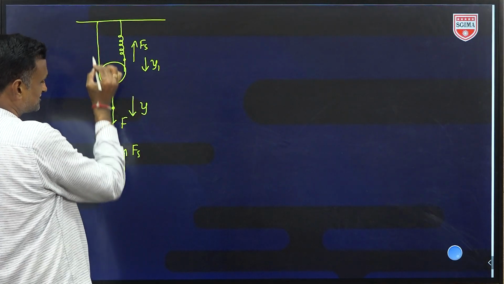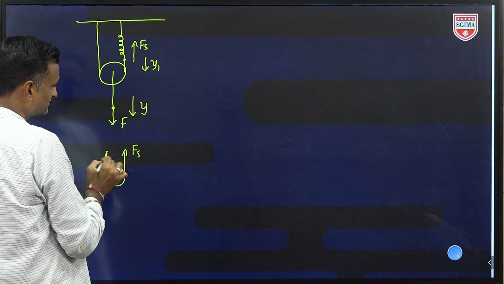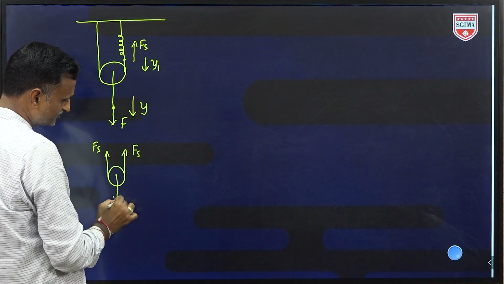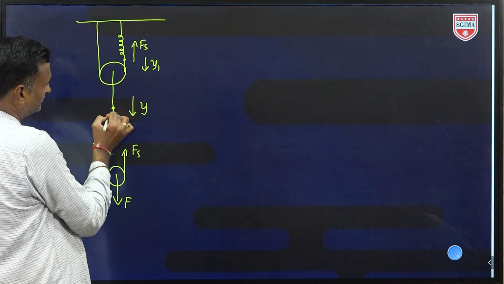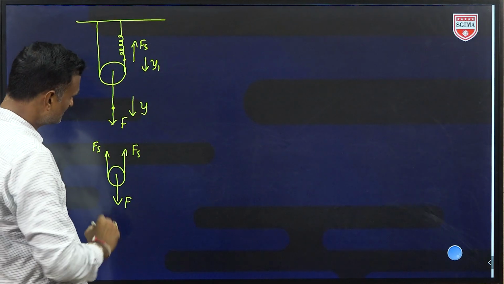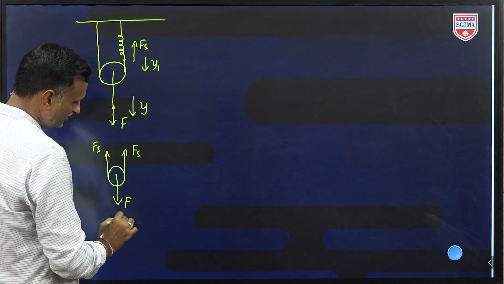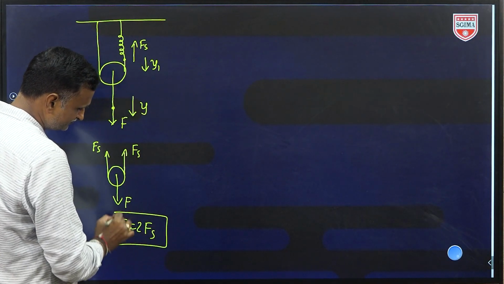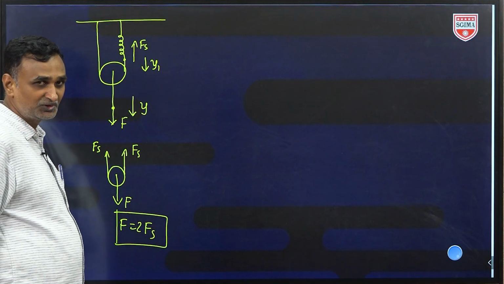and the same string part connected to this one also, and here also how much force acts? Fs. And through the pulley, downward force how much? F. Through the pulley, downward force F. So by balancing here, F equals 2 times Fs. This is the first one.